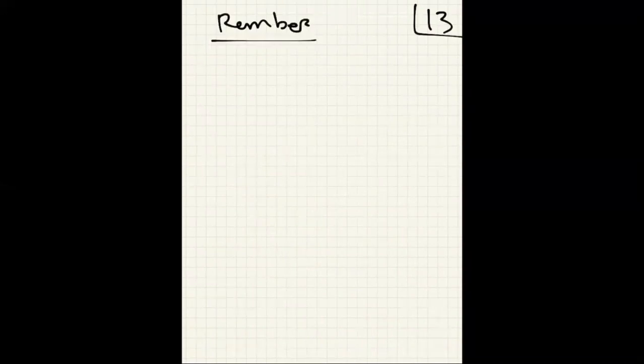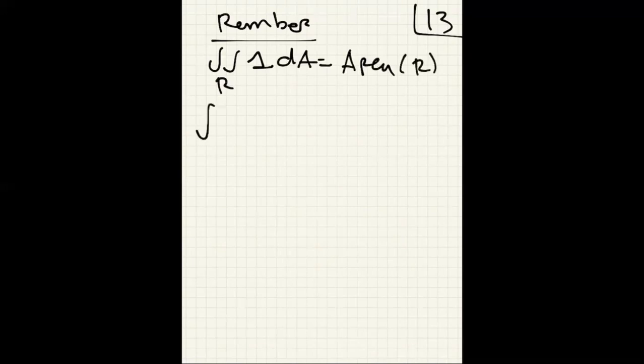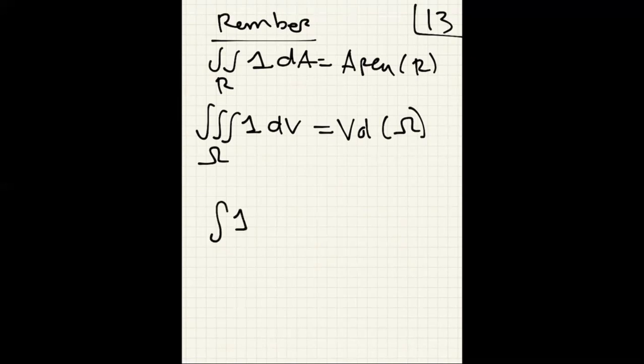Remember the double integral over R. If I just integrate 1 dA, this gives the area of R. If I do the triple integral of the function 1 dV over the region omega, this gives the volume of omega. So in the last minute, can anybody guess what the single integral of the constant function 1 is along the curve C? Once someone gets this, then we can all be done for the day. Yes, that should be the length of the curve. Yes, arc length or length of the curve.